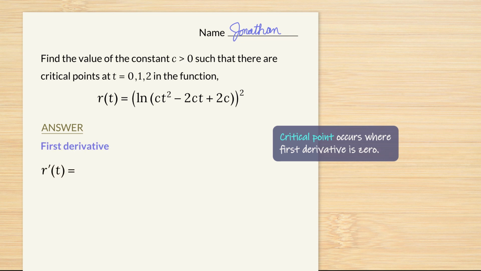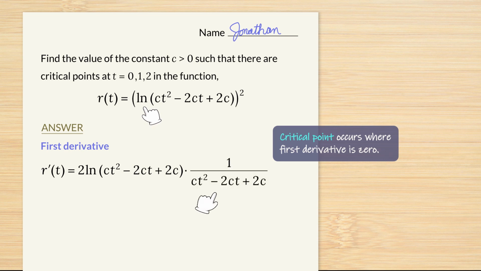We have several functions nested within each other. Let's use the chain rule. The outermost thing I can see here is that power of 2. We bring that 2 down, ln of ct² minus 2ct plus 2c. We've now dealt with that square. Deal with the ln. Ln differentiates to 1 over something, in this case, 1 over ct² minus 2ct plus 2c. We're done with the ln.